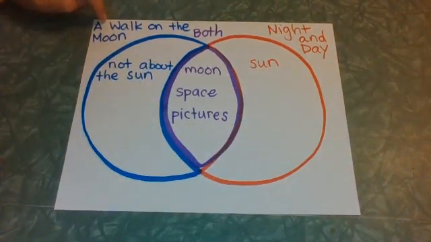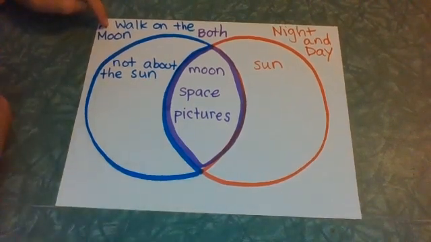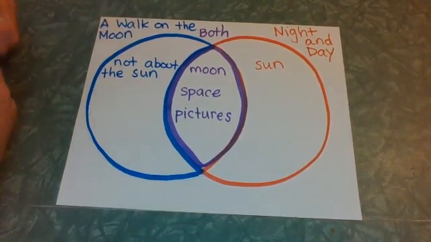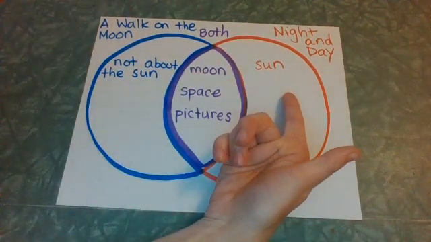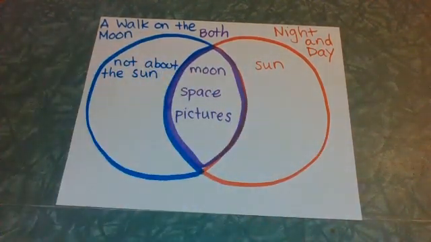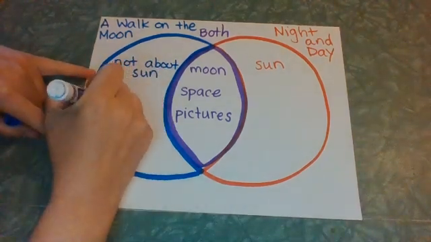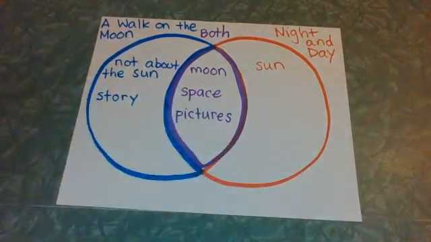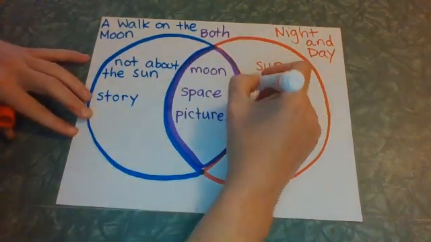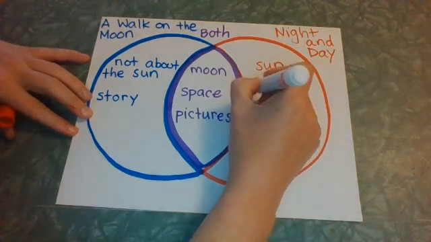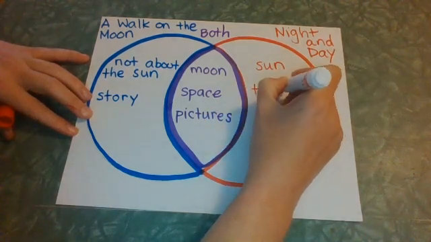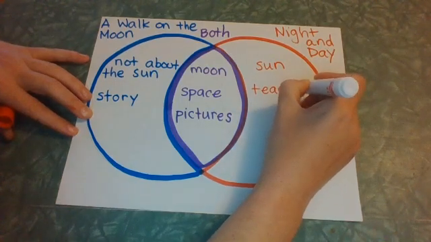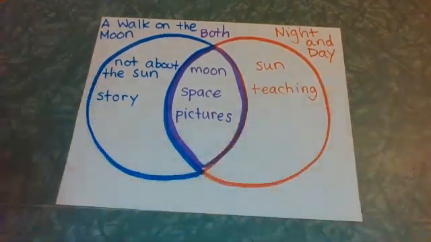Well, one thing I'm thinking about, A Walk on the Moon is telling me a story about astronauts going to space. And Night and Day is teaching me about space. So that's something that's different. I'll write story here. A Walk on the Moon is a story with a beginning, middle, and an end, even though it's a true story. But Night and Day is actually an information book. It's to teach us. So I'll write teaching. This is a teaching book, not telling a story.